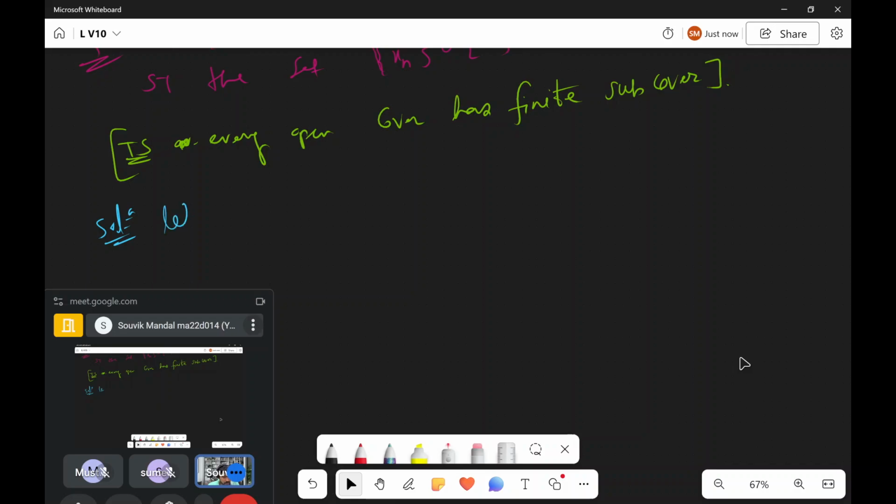So you need to show something is compact. So what do you need to show? Any open cover has a finite subcover. Okay. So let U alpha be an open cover for the set of x_n's union x.